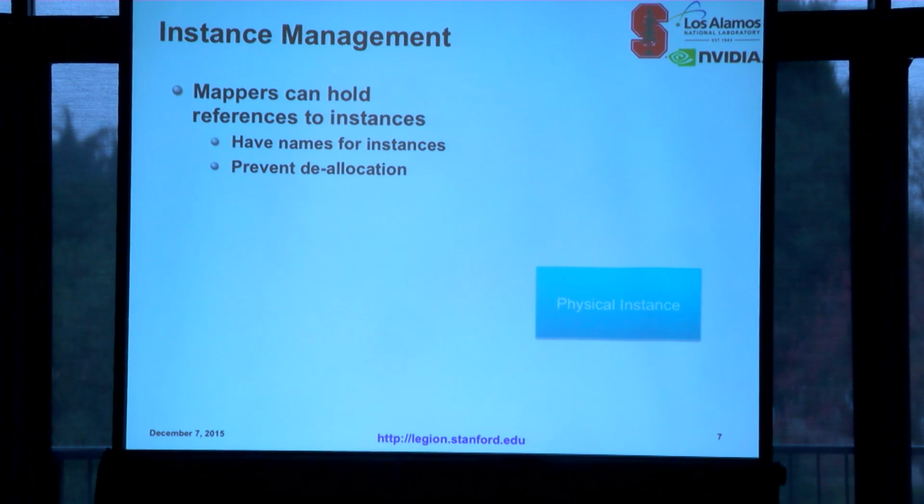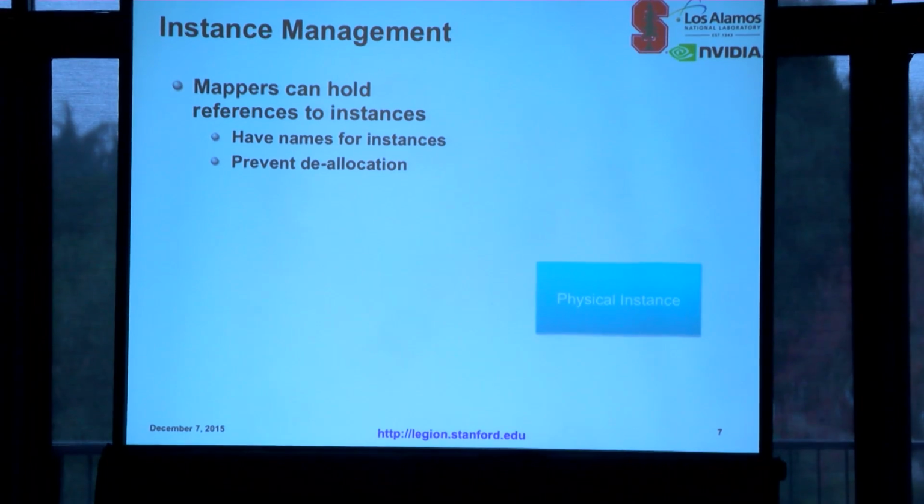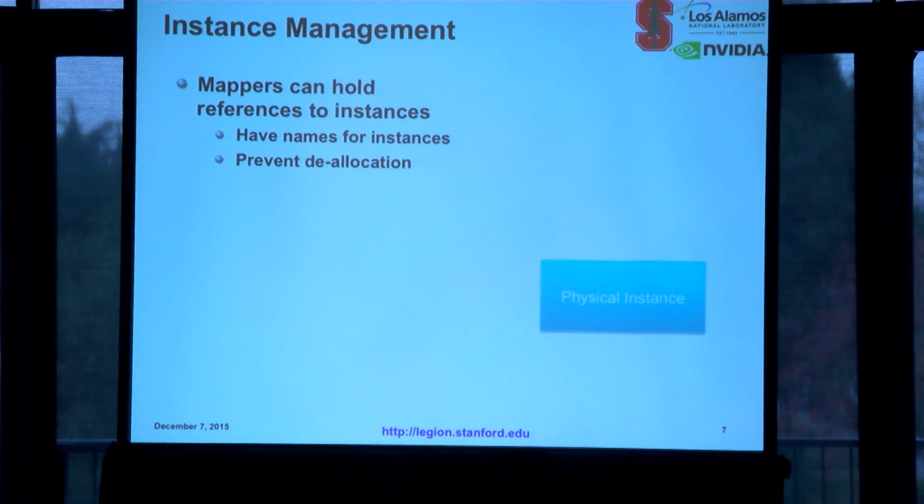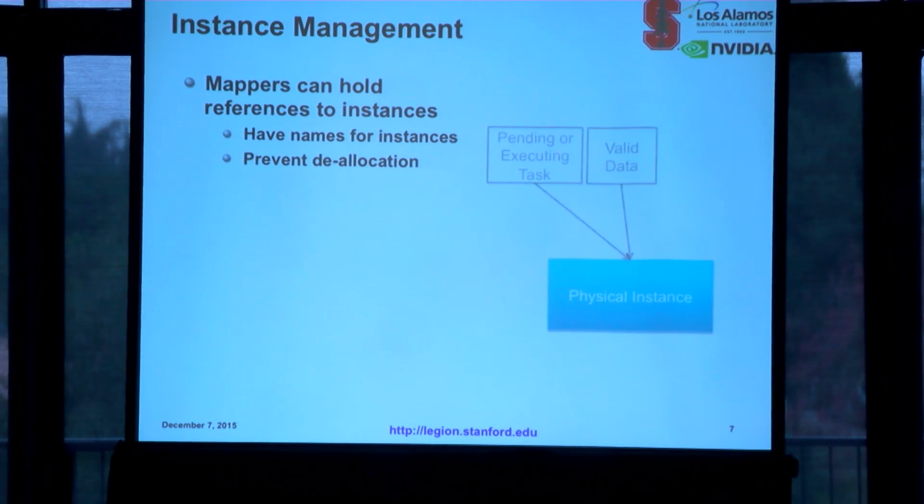It's kind of tricky in the current mapping interface because we do everything in memories. You don't actually know that you're reusing the same instance over and over again. But in the new interface, you're actually going to be able to make an instance, hold on to it, and choose to reuse it over and over again, and you won't have to worry about the runtime messing with you. So effectively, what you can do now is add a reference from your mapper to say, I want to keep this instance around so I can reuse it over and over again.